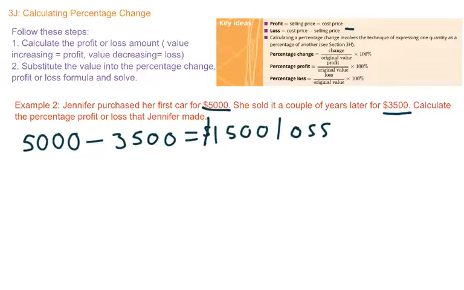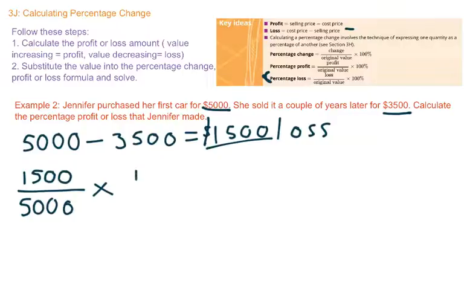Second step, substitute the value. So this value here into the percentage change, profit or loss formula, and so we said that she's made a loss, so we need to look at this formula here. Sorry, excuse my little arrow. The percentage loss formula. So we look where it says loss and we put that value in. So it should look like this: 1,500 over the original value, which was 5,000, times 100%, which is 100 over 1. And that is what our starting formula will look like.